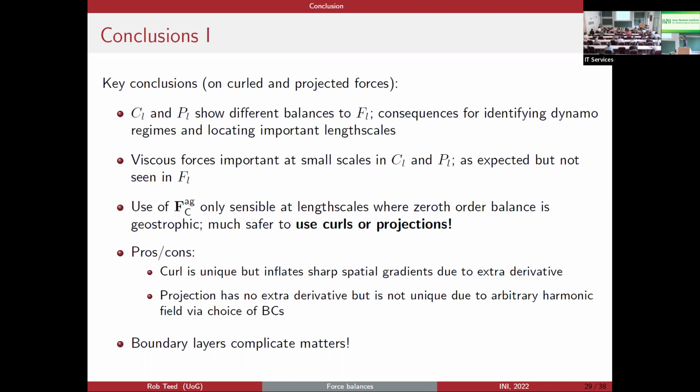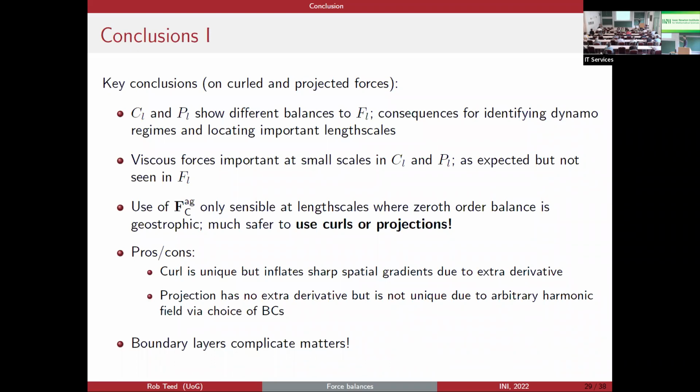The key thing I want to say is that these two representations, I feel, are important, and I think they do a better job than the traditional FL because the gradient parts have been eliminated. It shows that the viscous forces are important in CL and PL. This is as expected for dissipation, but you don't see it in FL. So that's a failure, in particular, a failure of FL.